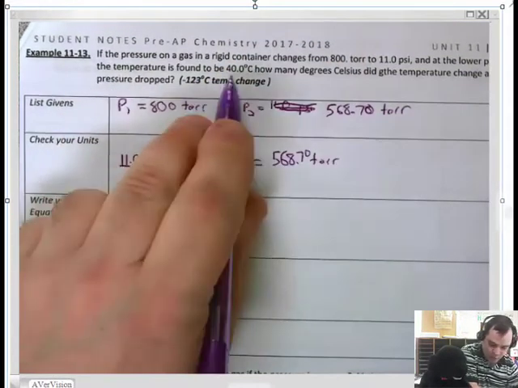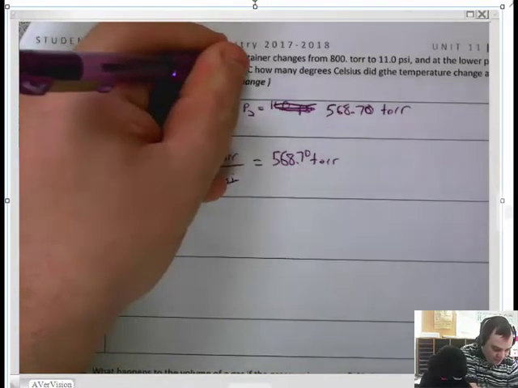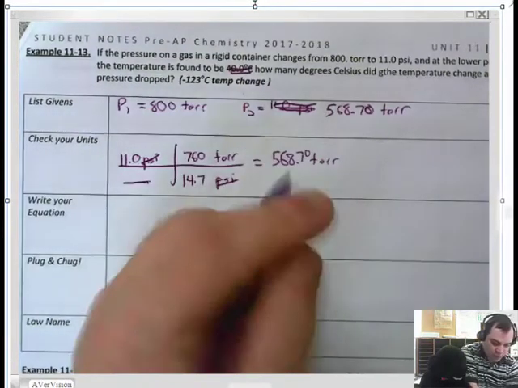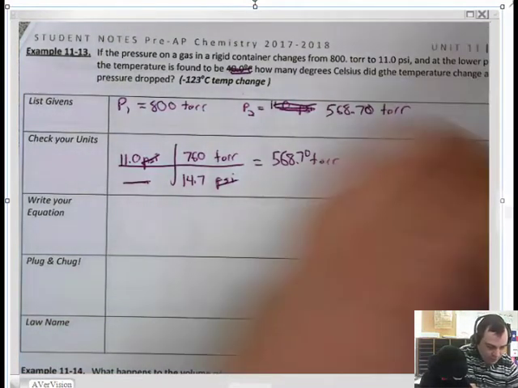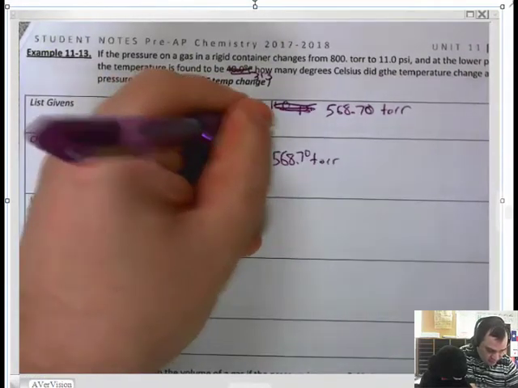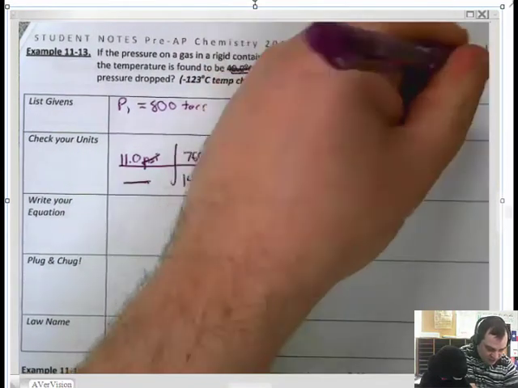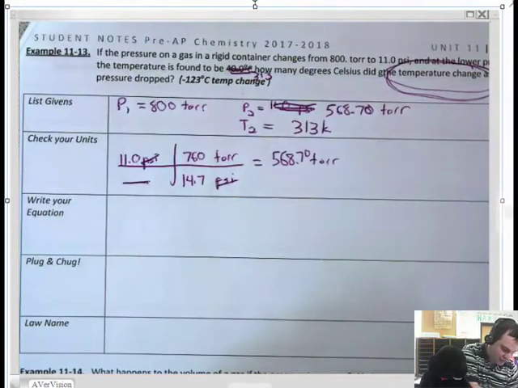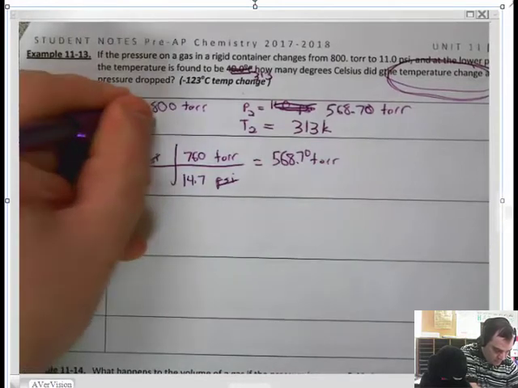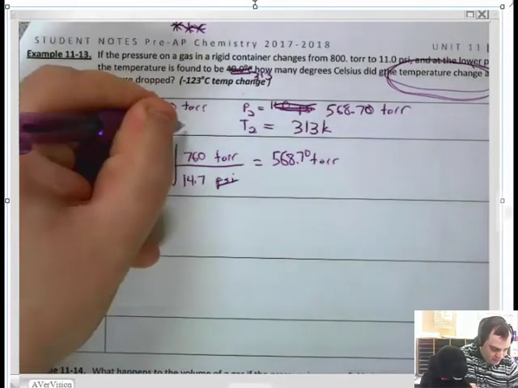The temperature is found to be 40 degrees Celsius. You're right, Darian. We cannot use Celsius. We have to use Kelvin. So 40 plus 273 would be 313. And this is at the lower pressure, so T2 is 313 Kelvin. How many degrees Celsius did the temperature change? Well, that's a tricky part right there, temperature change. As the temperature dropped, this is going to be T1. This is one of the trickier problems here, actually. And we're going to find that in Kelvin.